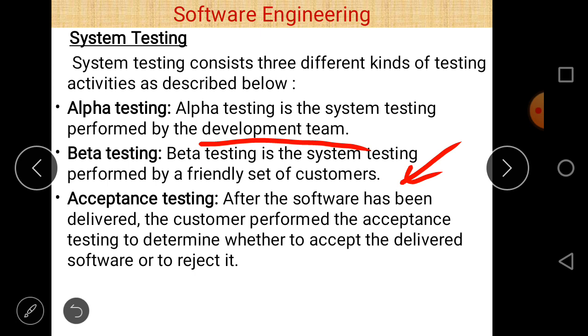And the third one is acceptance testing. After the software has been delivered, the customer performs the acceptance testing to determine whether to accept or reject the software. So the rejection or acceptance of a software is done through acceptance testing, whether the software is the correct one or not.